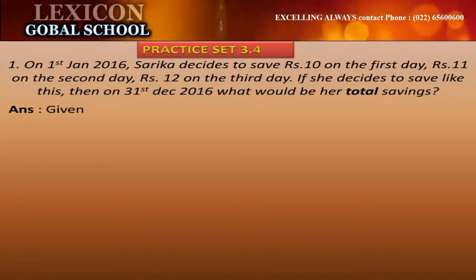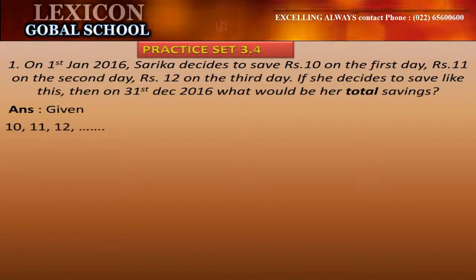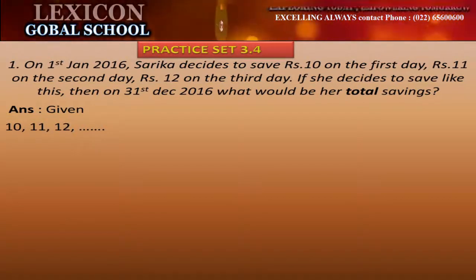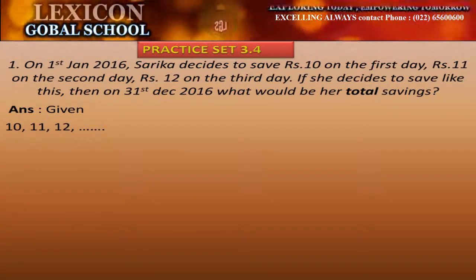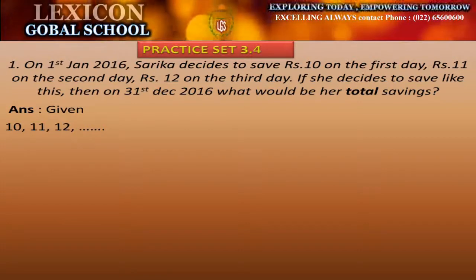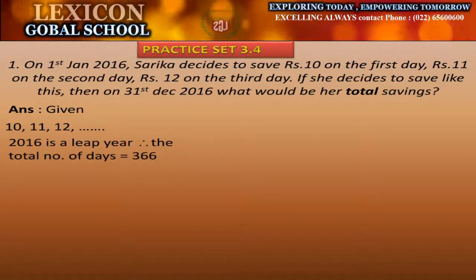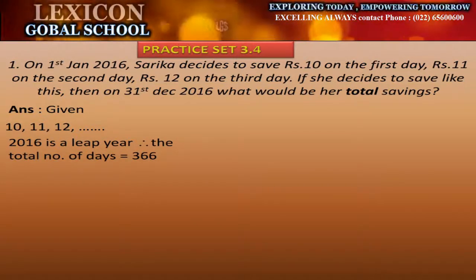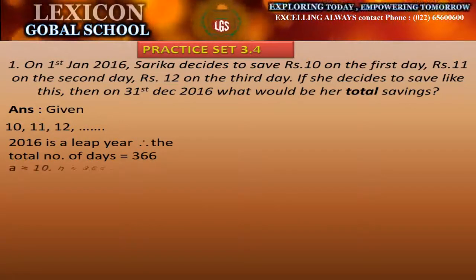From the question, we are going to write what is given to us. So, a sequence is given to us. That means she is saving 10 on the first day, 11 on the second day and 12 on the third day. So, 10, 11, 12 is my sequence. 2016 is a leap year. Total number of days during that year is 366. Therefore, my n becomes 366.